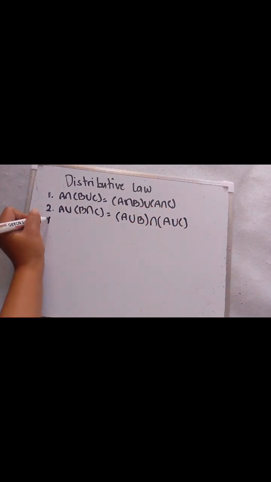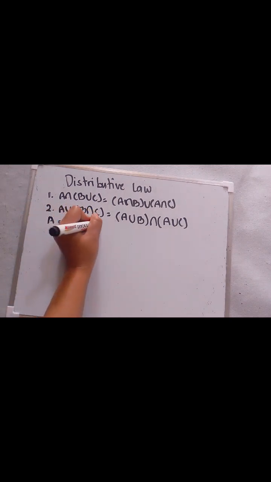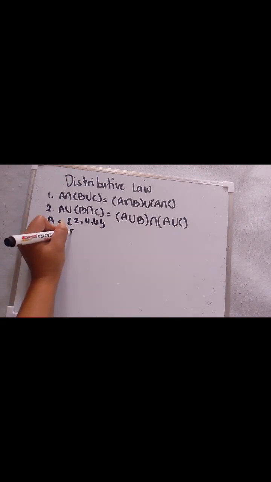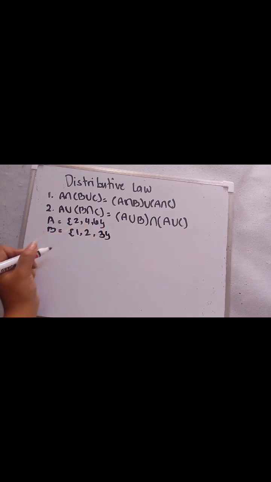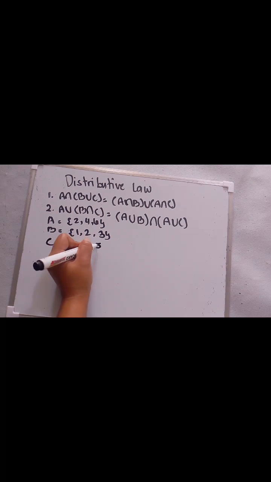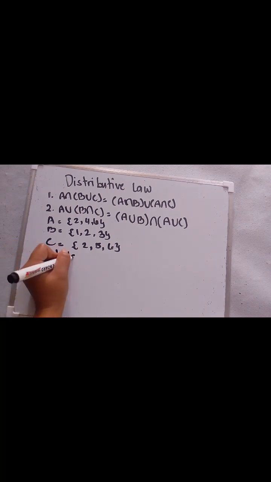So now let's verify the first one with an example. A is the set of 2, 4, and 6. B is the set of 1, 2, and 3. And C is the set of 2, 5, and 6. Now let's analyze the left side: A intersect (B union C).